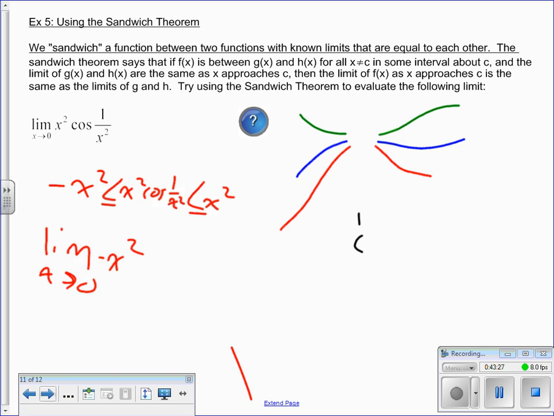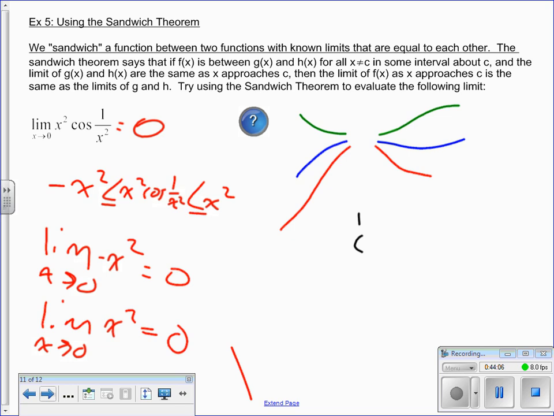What is that? 0. And the limit as x approaches 0 of x squared is 0. So my limit by the sandwich theorem is 0. x squared will always be above or equal to x squared cosine of 1 over x squared, because the cosine can have a maximum value of 1. So cosine of 1 over x squared is going to be some value less than 1, right? So it's between the two at all times. At 0, we don't know what's going on with it, but we do know what's going on in these things.